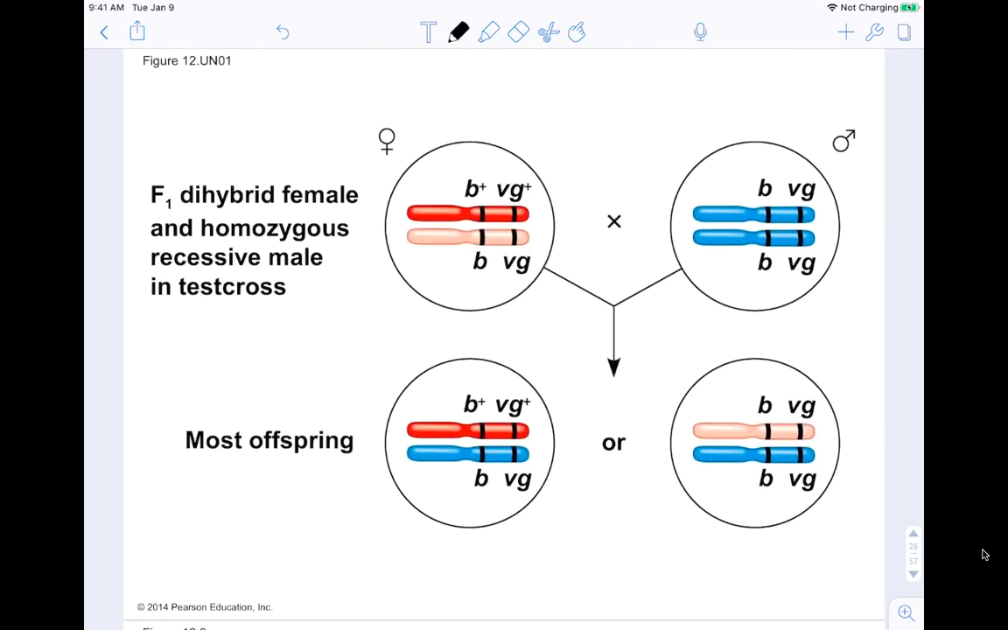Here we have the F1 dihybrid female and homozygous recessive male in a test cross, and most of the offspring have the following characteristics. These B and VG have to do with the different traits for the wings and the different traits for the body color. You can just see the differences here with the plus signs or the lack of a plus sign. It's not necessary that you know what each of these characteristics are because I will not be asking you about this experiment specifically on an exam.